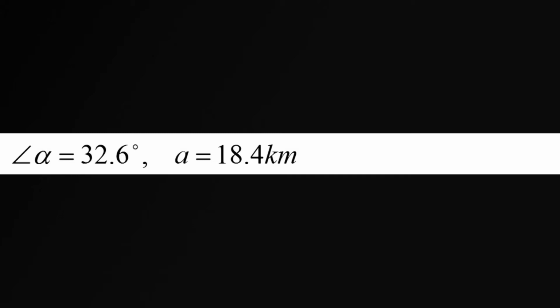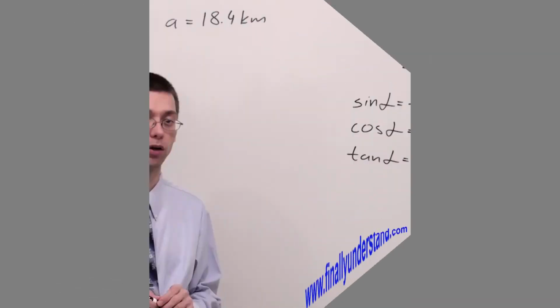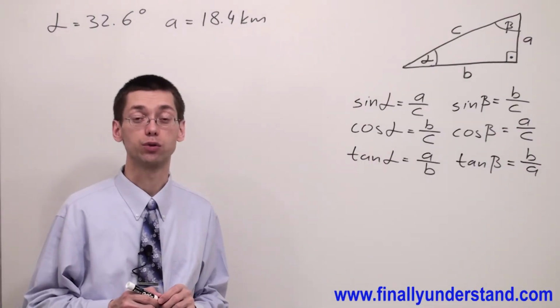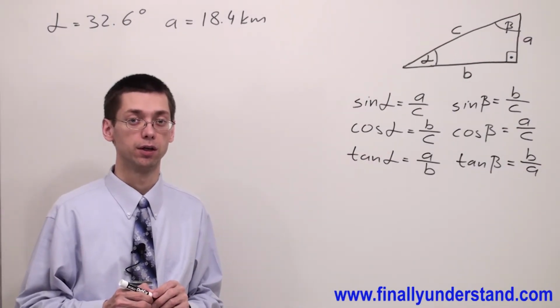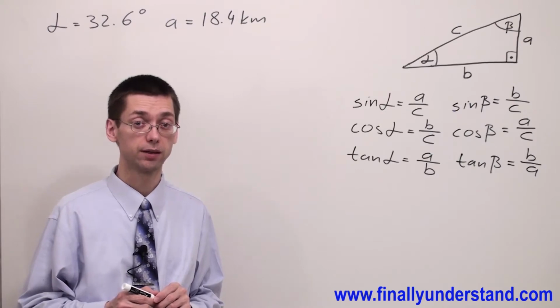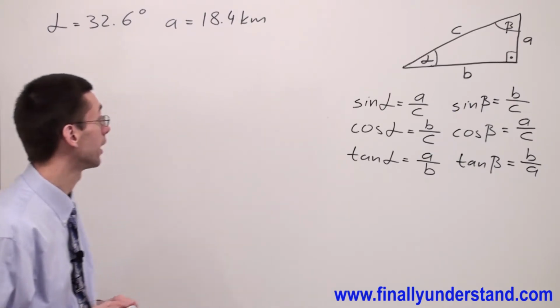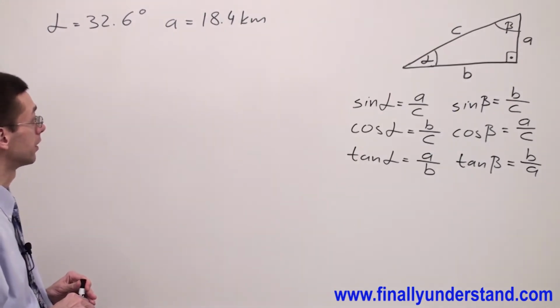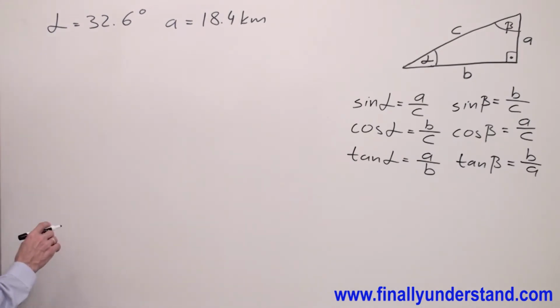We have another example on the board. This time angle alpha is given and length of side A. We're supposed to find the length of side C and side B and angle beta.